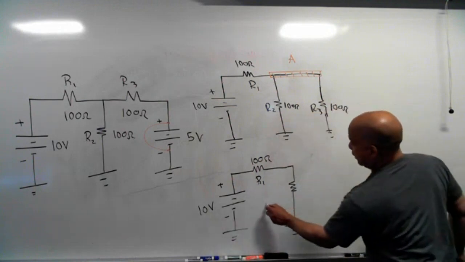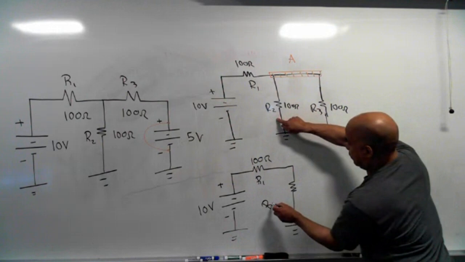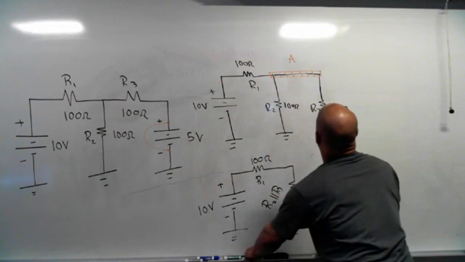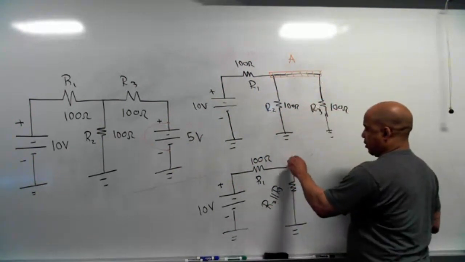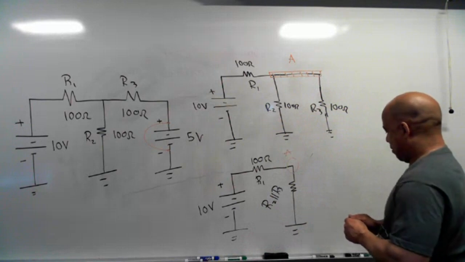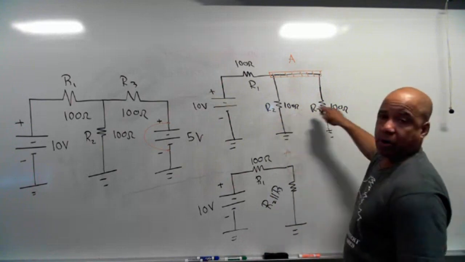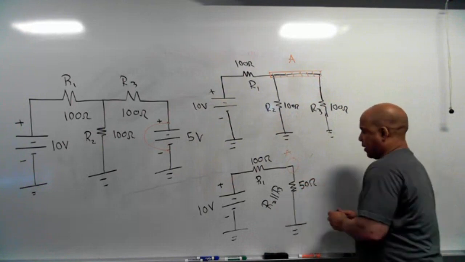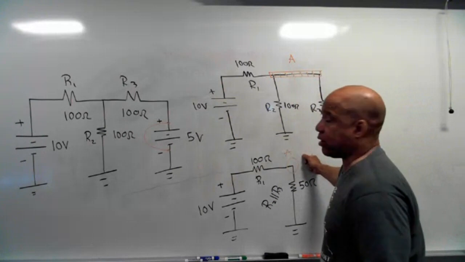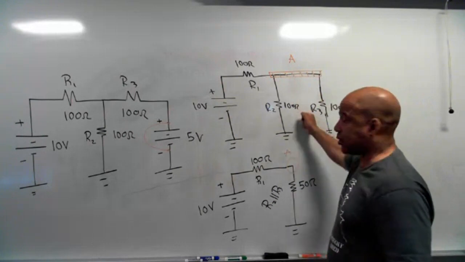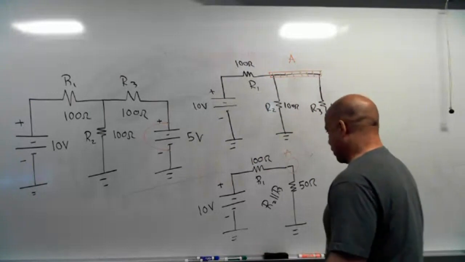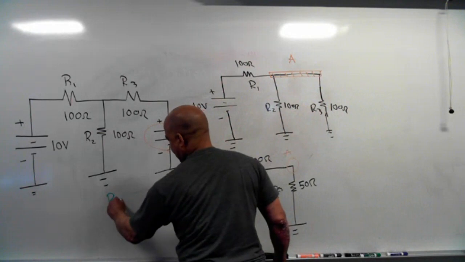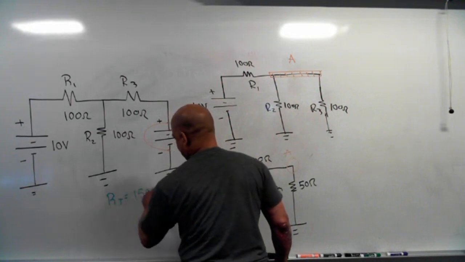This resistor here is R2 parallel R3, and my node A is in this corner right here. If I take 100 parallel 100, that gives me 50, so that equivalent resistance is 50 ohms. What I want to do now is solve the series circuit, and then use that information to help me solve my original circuit. So let's solve the series circuit. You find the total resistance. Well, the total resistance in this circuit is 150 ohms.